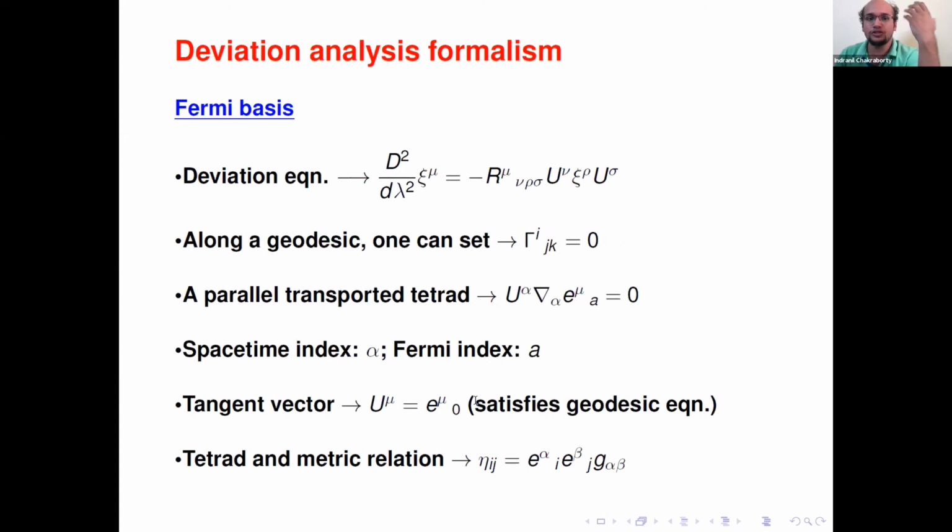So how will we do it? We'll go to a Fermi basis. So the deviation equation in coordinate basis looks like this. Along a geodesic, one can always set the Christoffel connection to zero.